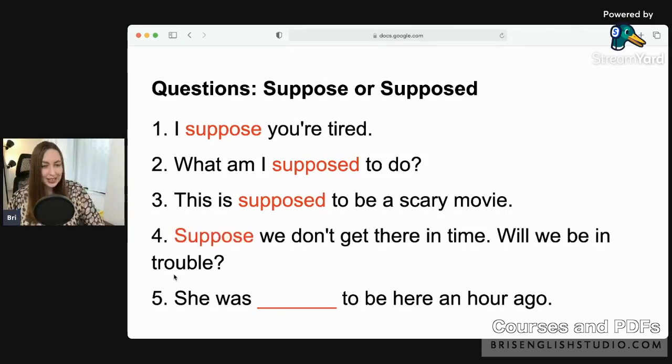suppose. Okay, so here, suppose we don't get there in time. So imagine we don't get there in time. What if we don't get there in time? Will we be in trouble? Okay, will we be in trouble? Very good. Number 5, the last one.